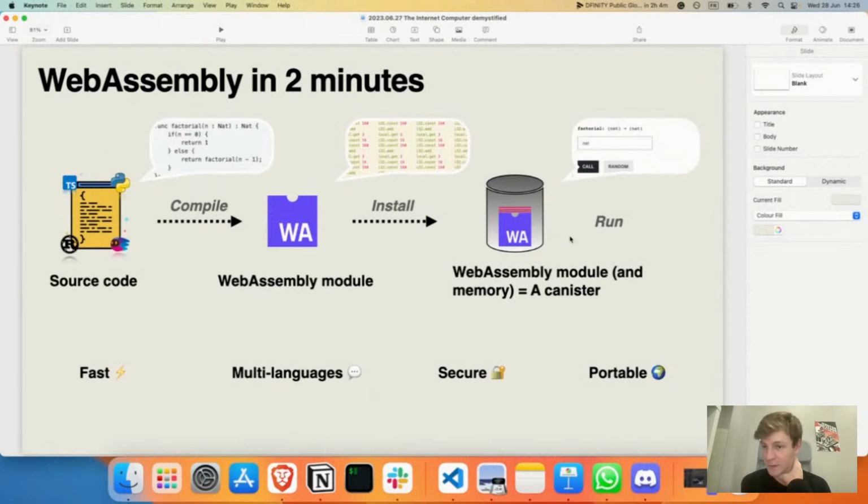And then it's portable. So this is, I think, one of the best things: you write your code once and it can be installed anywhere. So it can be installed on the IC, of course, but there are other platforms that support WebAssembly. For example, your browser will support WebAssembly. We have seen some devices, like smart devices, being able to run WebAssembly, and more cloud providers and hardware are able to run WebAssembly.